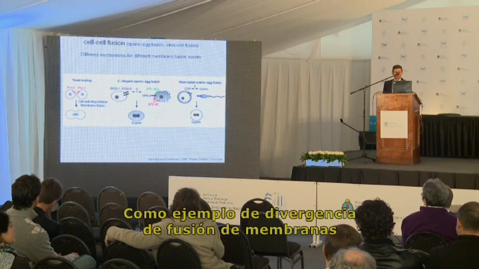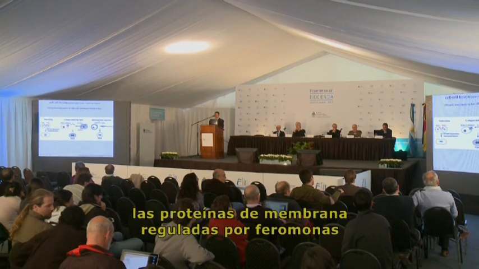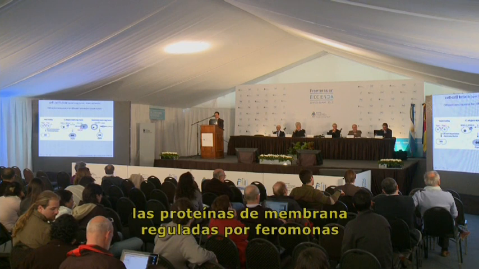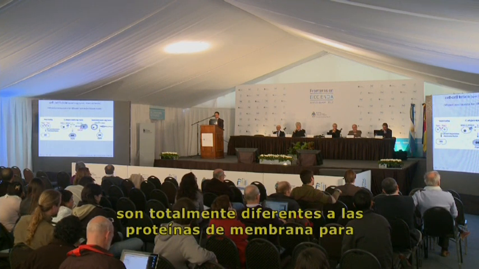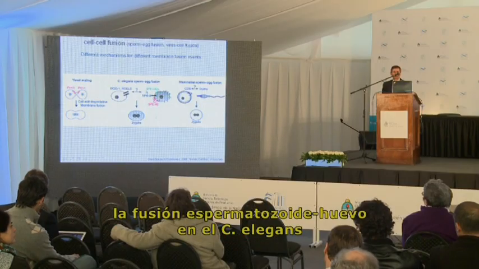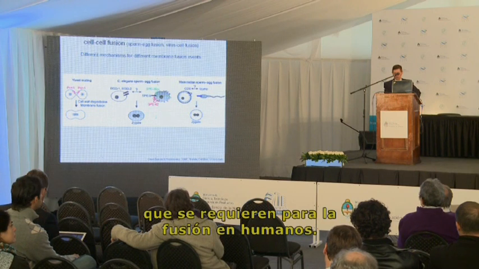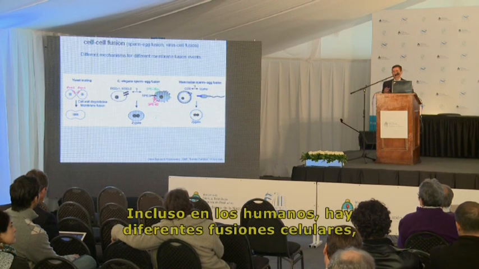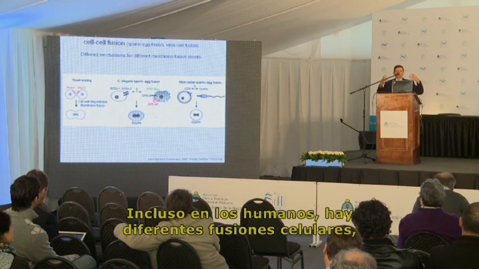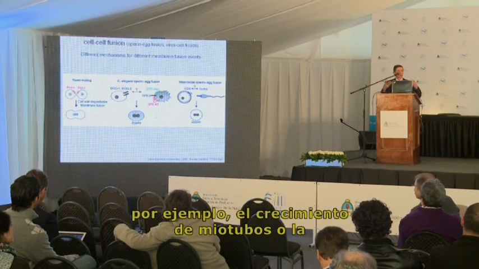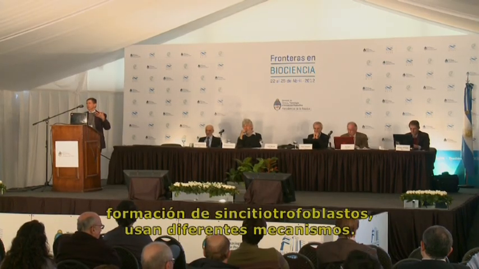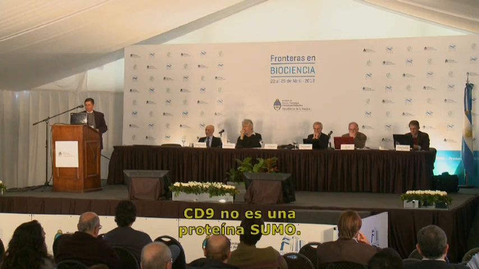Just an example of the divergence of membrane fusion in cell-cell fusion: this protein, the pheromone-regulated membrane protein, is completely different from the membrane protein that you require for egg-sperm fusion in C. elegans, and completely different from the CD9 and Izumo proteins that you require for fusion in humans. And indeed, even in humans, different cell fusions, for example, the growing of a myotube or the formation of syncytial trophoblast, use a different mechanism. It's not Izumo, it's not CD9.